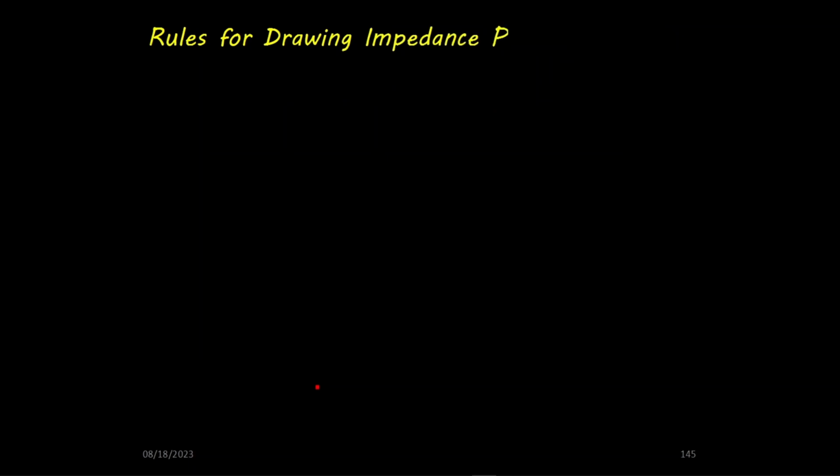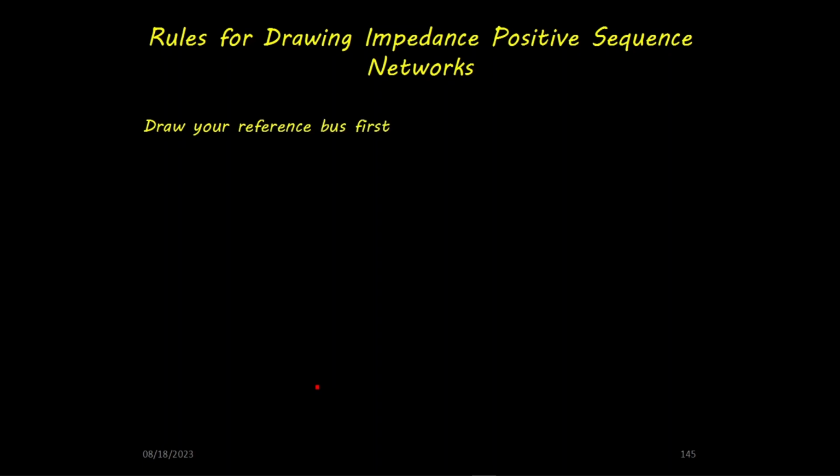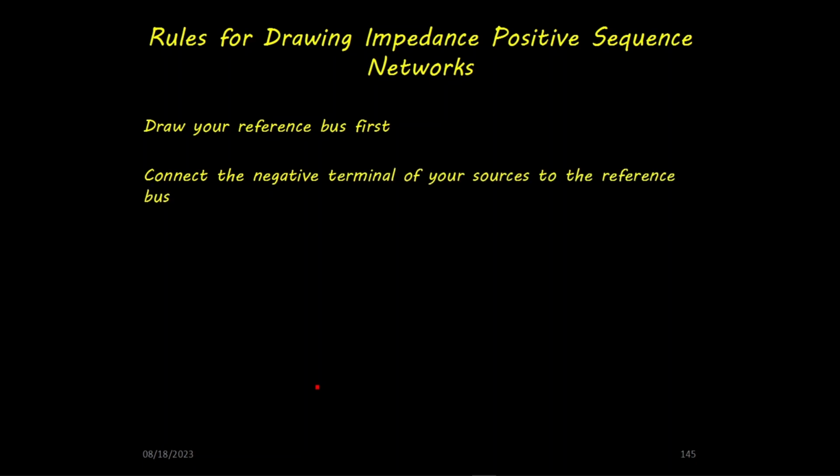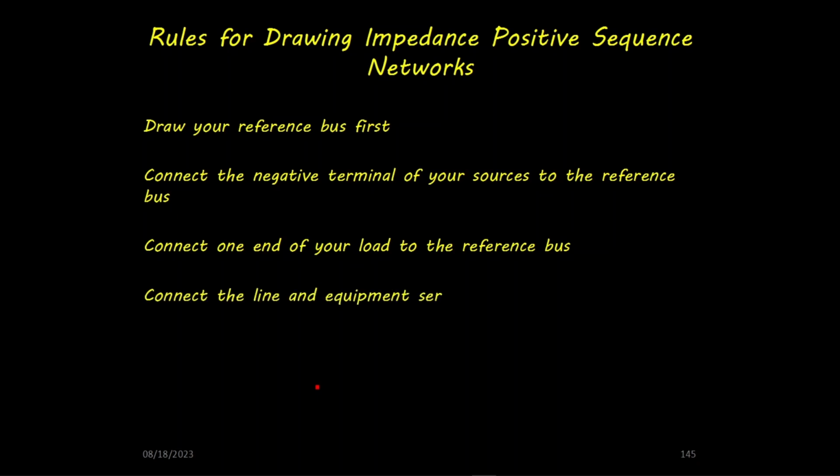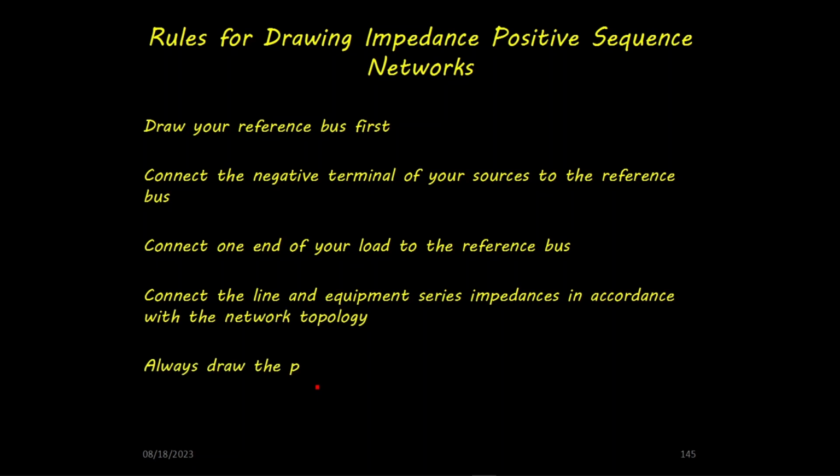Use the following rules to draw the positive sequence network. Draw your reference bus first. Connect the negative terminal of your sources to the reference bus. Connect one end of your load to the reference bus. Connect the line and equipment series impedances in accordance with the network topology. Always draw the positive sequence network first.